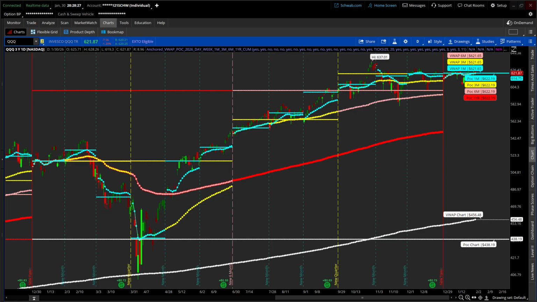When multiple VWAPs and points of control line up at the same price, that's not random. That's institutional confluence. Those areas often become major decision zones.